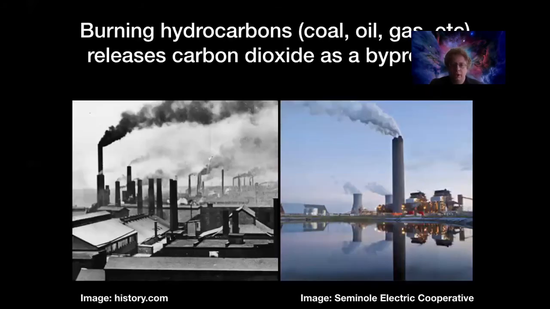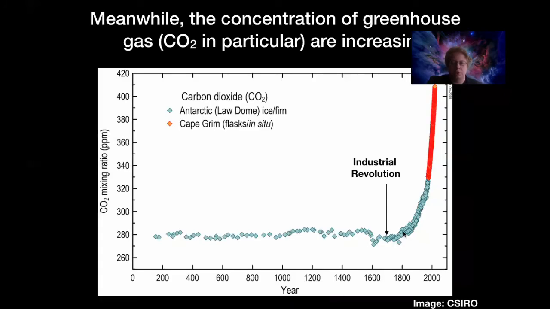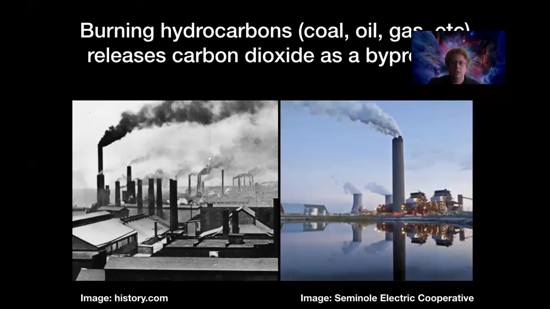So what's going on here, we think, is that by burning hydrocarbons, such as in the factories that became prevalent during the Industrial Revolution, where you take coal, oil, gas, etc., and you burn them to produce energy, that releases carbon dioxide as a byproduct, which explains why we see this sharp increase in the amount of carbon dioxide in our atmosphere since that time.